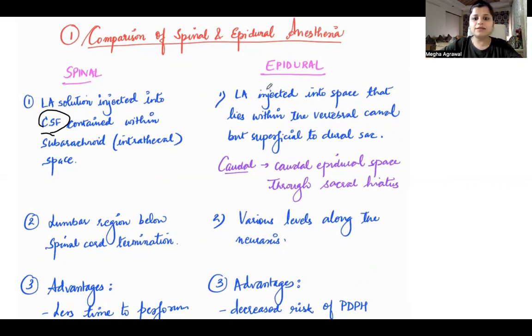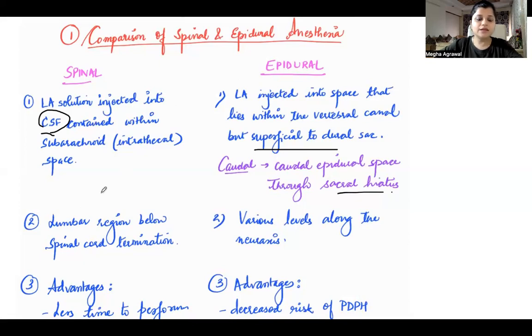And in epidural anesthesia, it is injected into the space that lies within the vertebral canal but superficial to the dural sac. You will understand all about it very soon, later in the slides. So it is epidural, it is outside the dura. And caudal anesthesia is a type of epidural anesthesia only. The caudal epidural space is accessed through the sacral hiatus. We'll learn about this in detail.